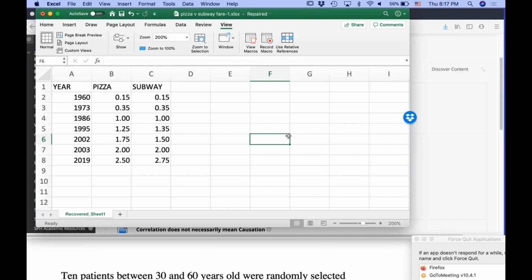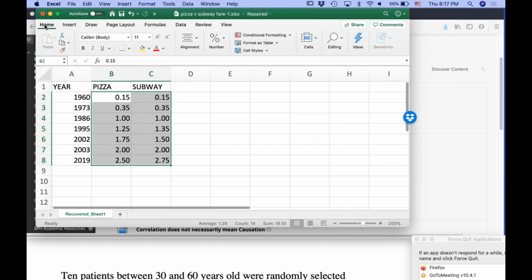There is an association here. It's real. As one goes up, the other one goes up. And we can actually plot this and look at what this association looks like. Let me see if I can do it easily from Excel without having to go crazy here.